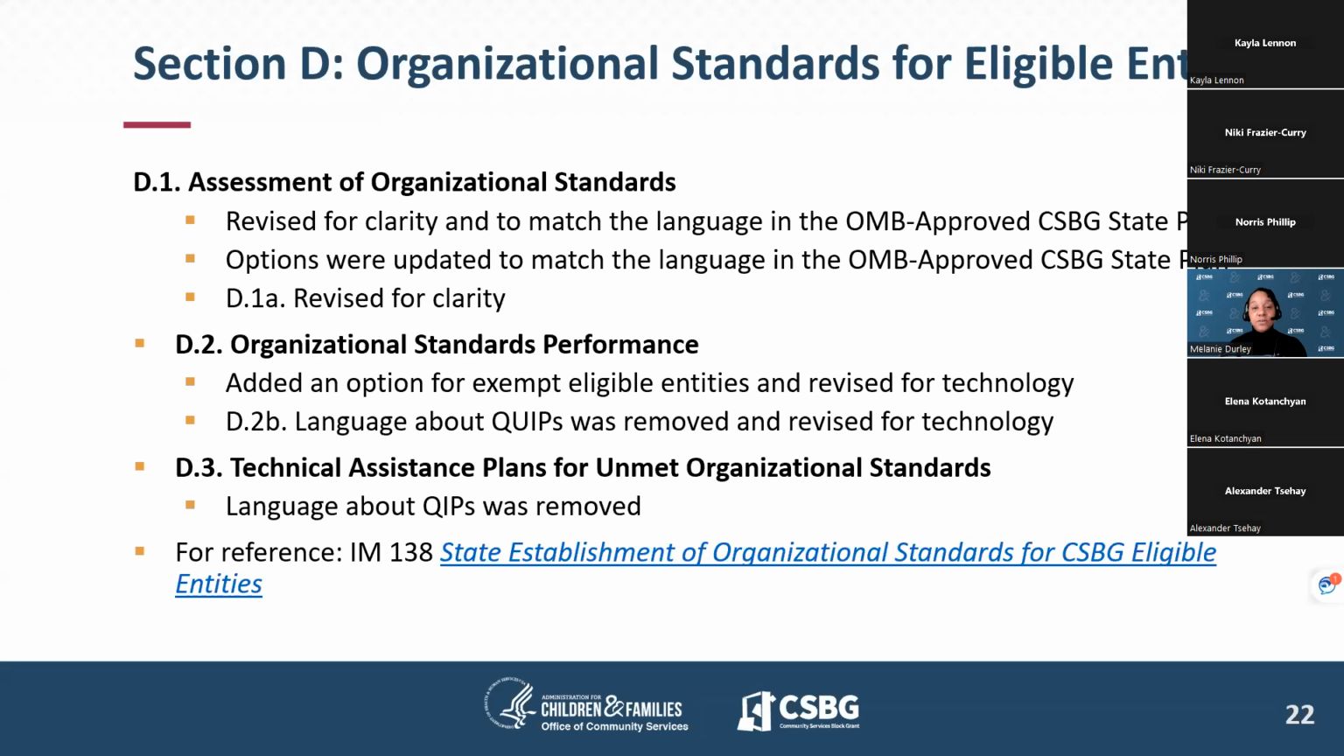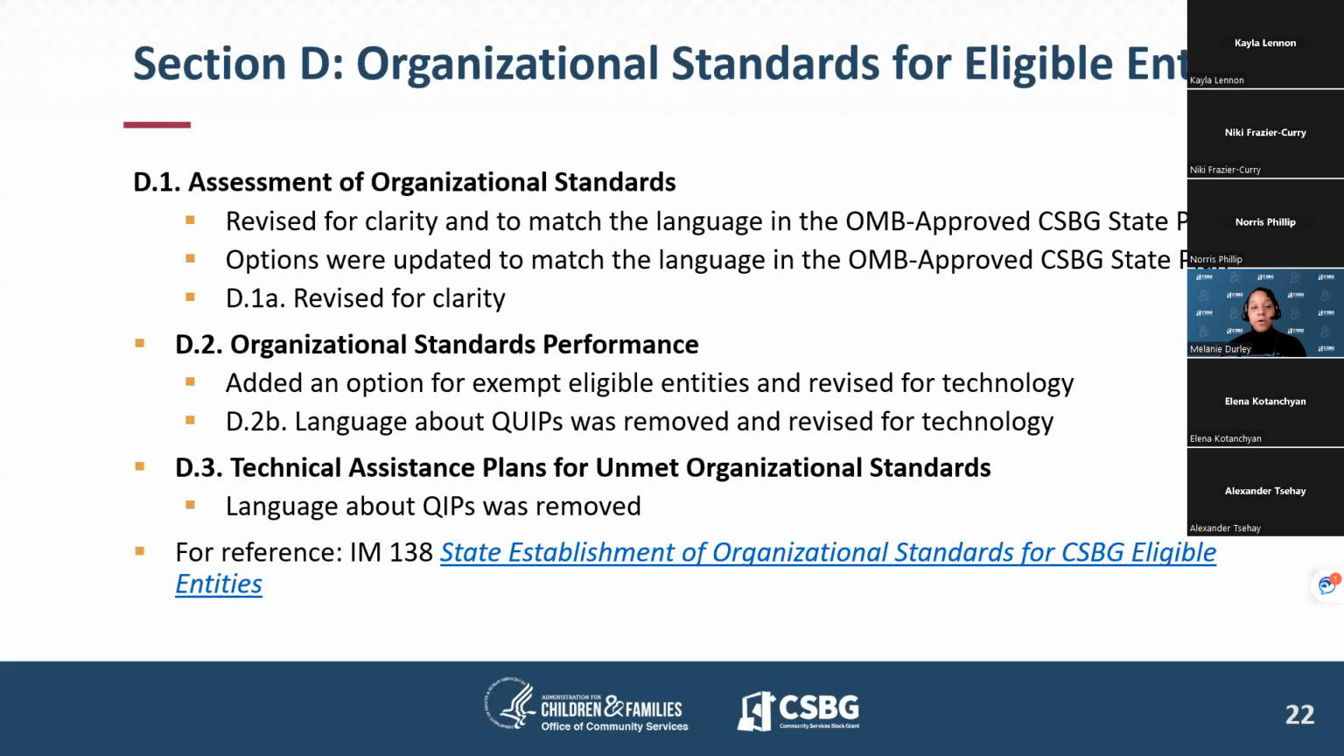Looking at item D2, organizational standards performance, is where you provide information regarding the percentage of eligible entities that met all state adopted organizational standards in the reporting period. This item was revised for technology and now has an option for exempt eligible entities. There are 3 tables in this section. In the first table, the total number of entities assessed requests information on the number of eligible entities within the state or territory that were eligible for assessment during the reporting period.